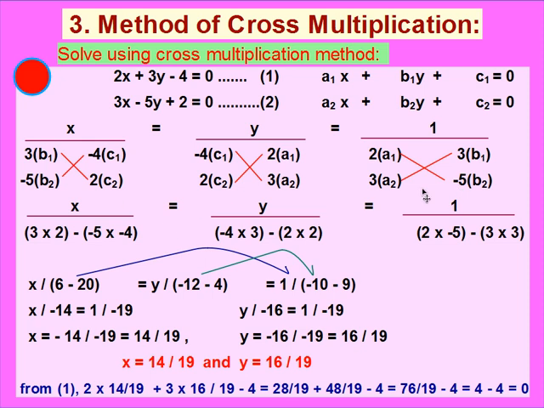When you compare with x, you get the value of x. When you compare with y, you get the value of y. So here x is equal to minus 14 upon minus 19, which is 14 upon 19. y is equal to minus 16 upon minus 19, so 16 upon 19.